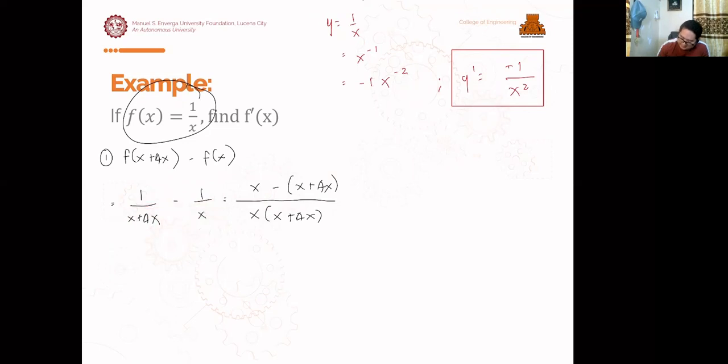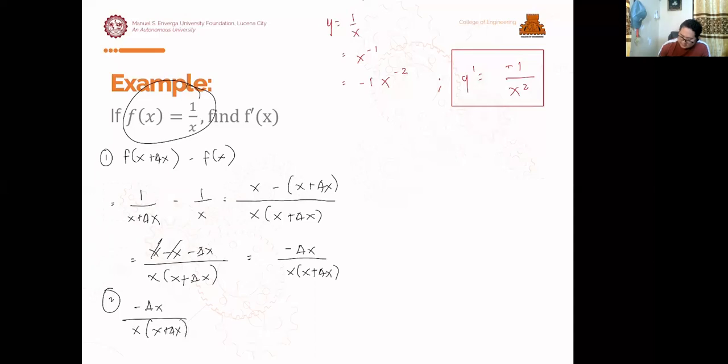Okay? Simplify natin, we have x minus x minus delta x all over x times x plus delta x. Okay? So, cancel out natin yung x. Matitira is negative delta x over x times x plus delta x. Okay? Step 2, di-divide natin by delta x yung nakuha natin. Okay? So meaning, ito di-divide natin ng delta x. No? So, nangyari lang, cancel lang natin to. That will be negative 1 all over x times x plus delta x.